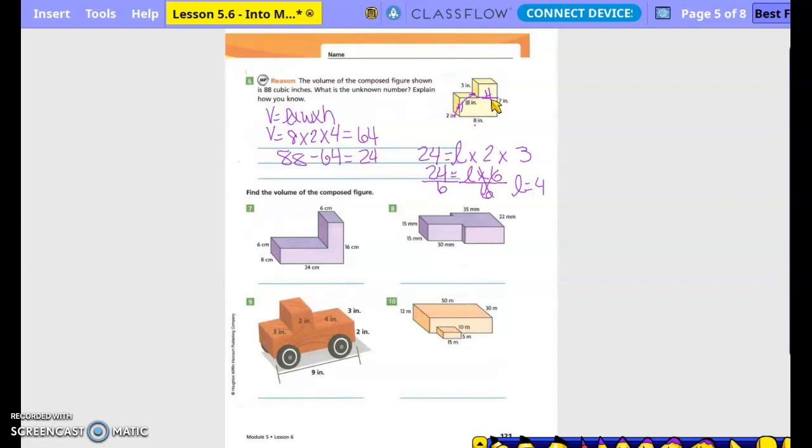But to find this full thing is 8. So 8 minus 4 is 4. So our missing part is 4 inches. Correct? Okay. All right, so find the volume of the composed figure.